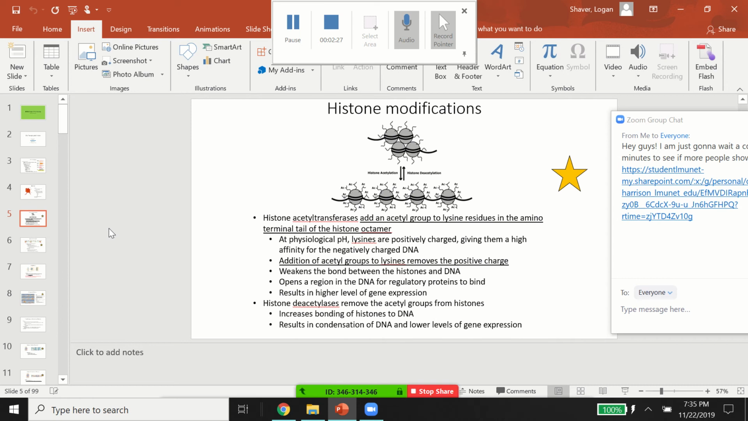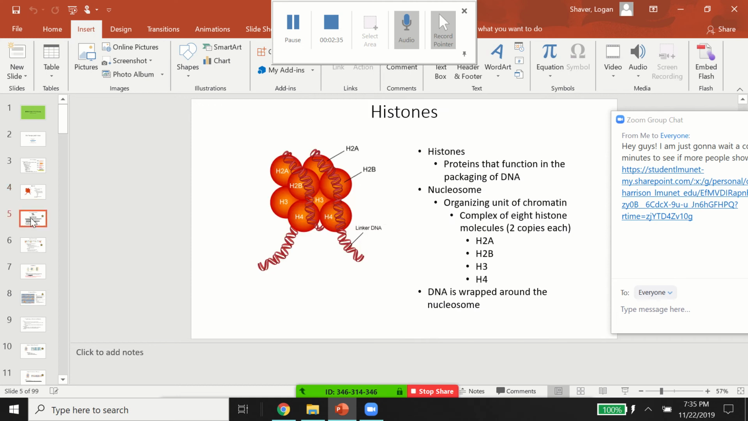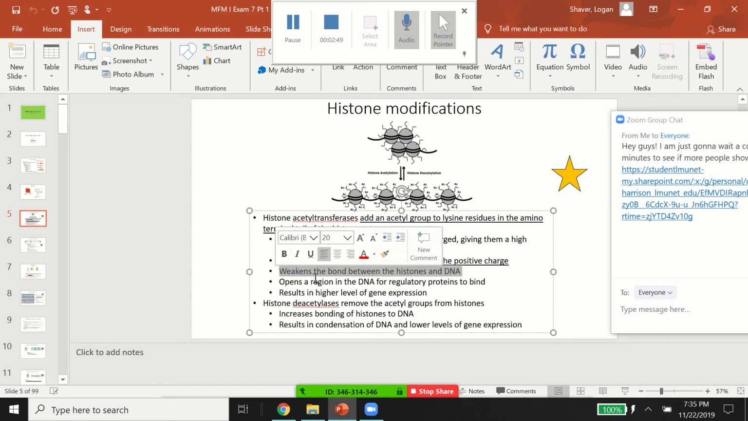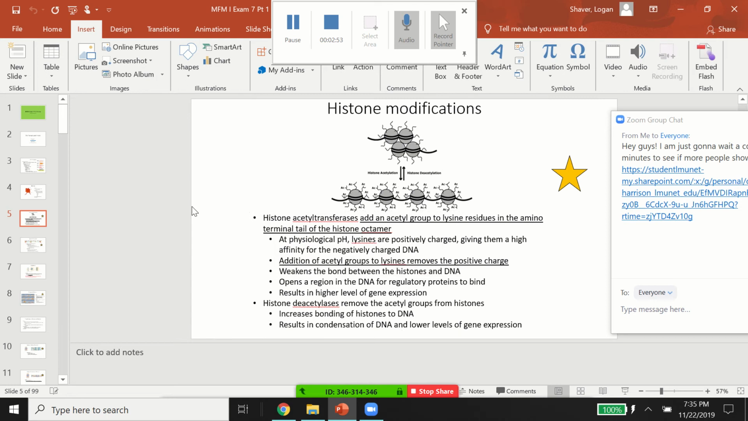Now this stuff, they do like to ask about, so that's another reason why I included the slide about histones here: the modification stuff is important. Especially when they add an acetyl group, right? What acetyl groups end up doing is weakening the bonds. So this part right here is the more important thing. It weakens the bond between histones and DNA when you add an acetyl group to these lysine residues. And that's done by these histone acetyltransferases, right?